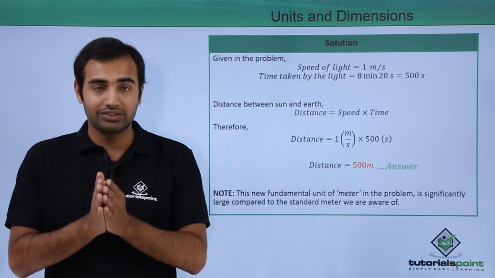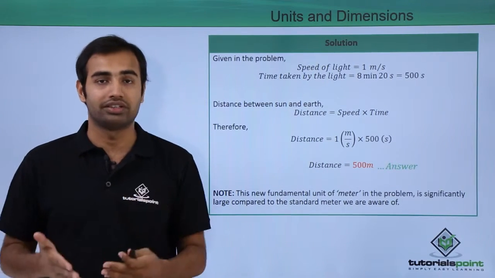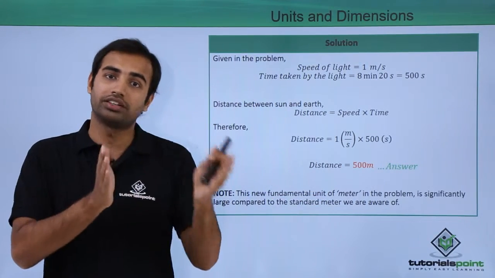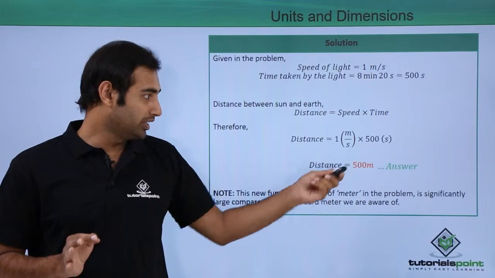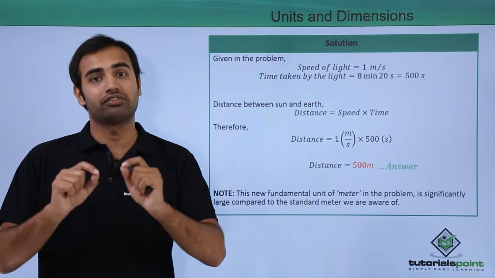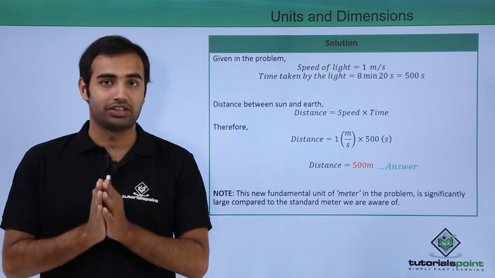So my result of this is that the distance between the sun and earth in terms of this new unit of length is 500. Now clearly I have written meter here just for the correlation, but you must understand this meter is the new unit of length, which is clearly much larger than the meter we understand in our day-to-day lives. So I hope this is very clear to you.